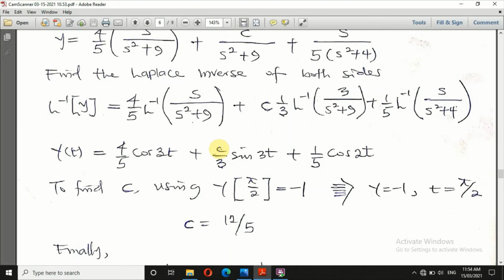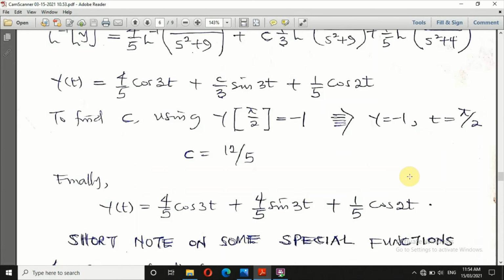With that, you'll be able to find C. Because by the time this one is -1, and wherever you see t, you set this to pi over 2, then you can find your C to be 12 over 5. So you return it back to the problem. So that is how to use the Laplace transform to solve boundary value problem.